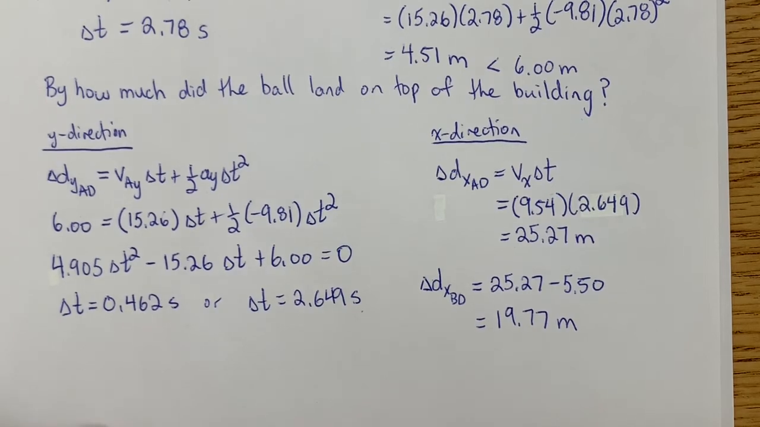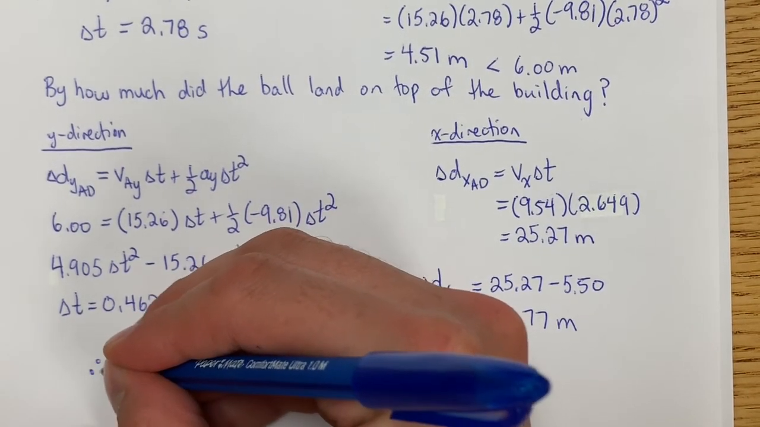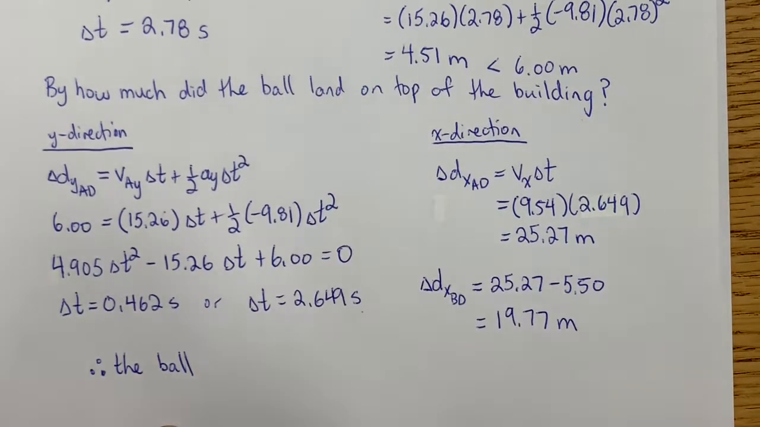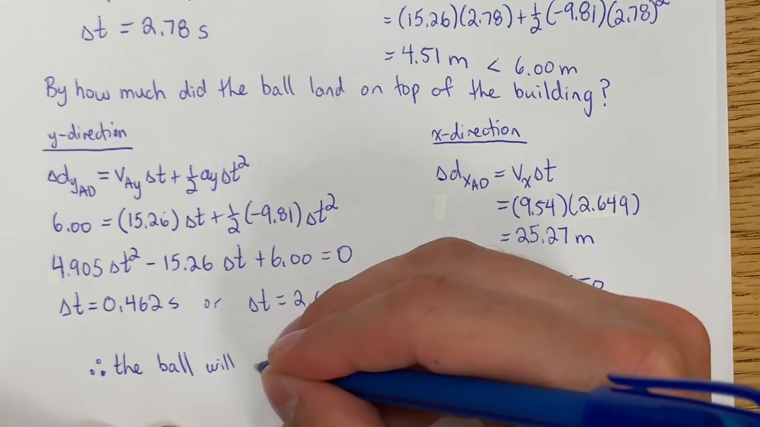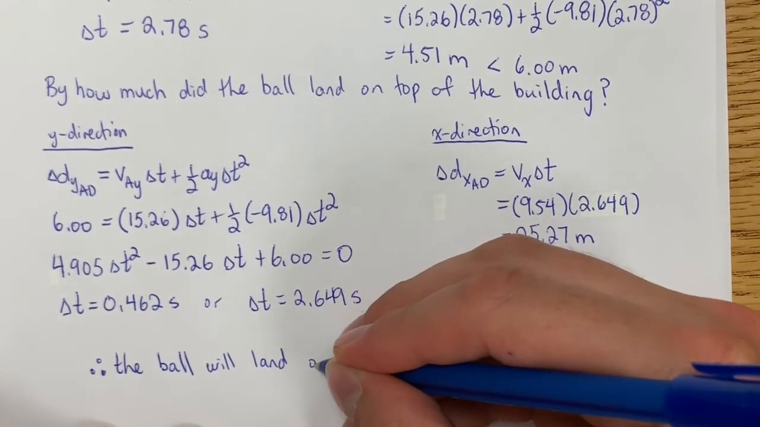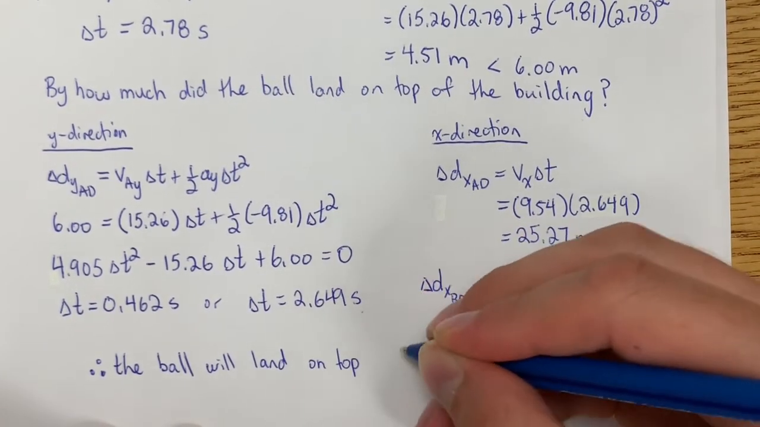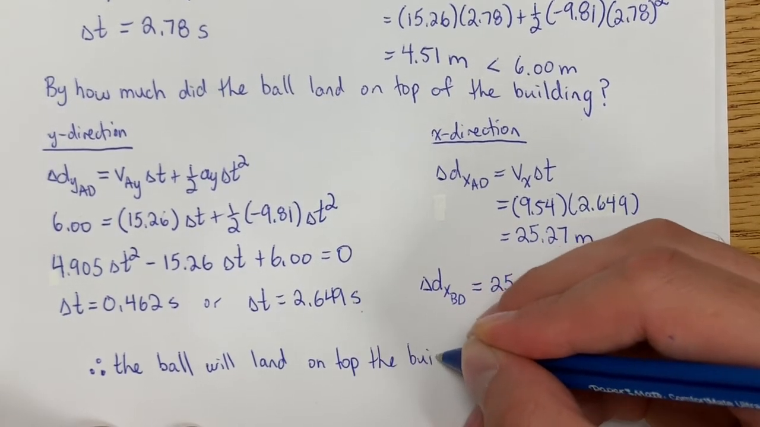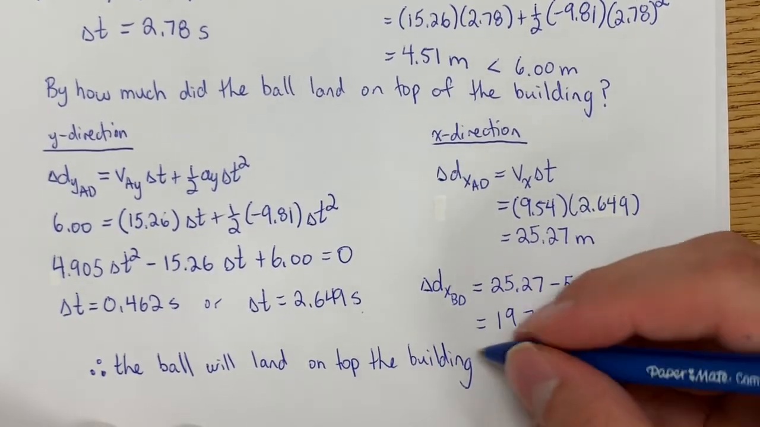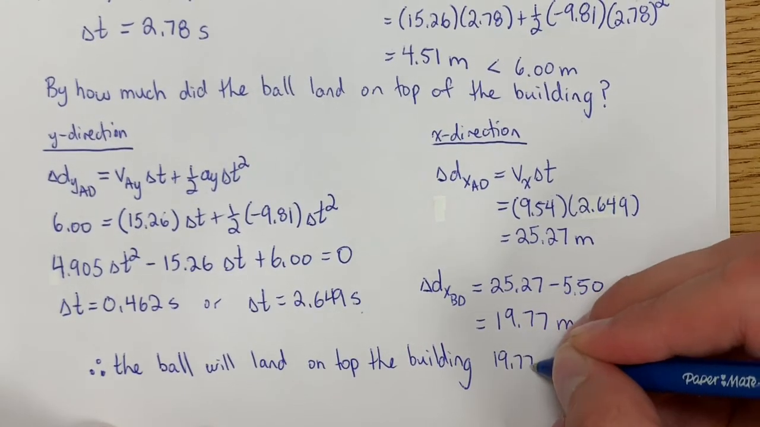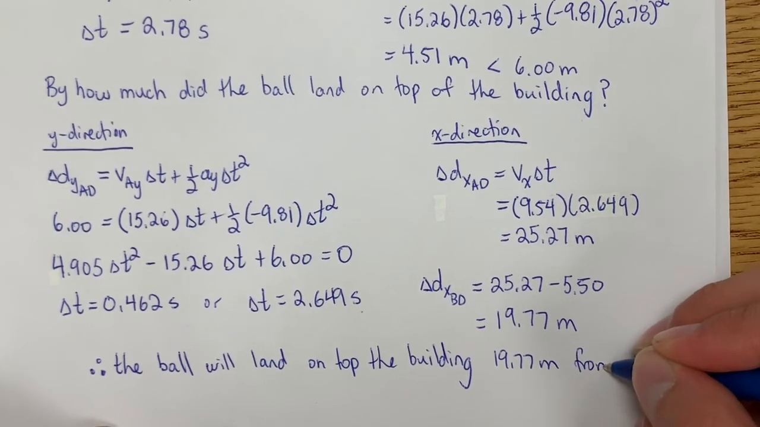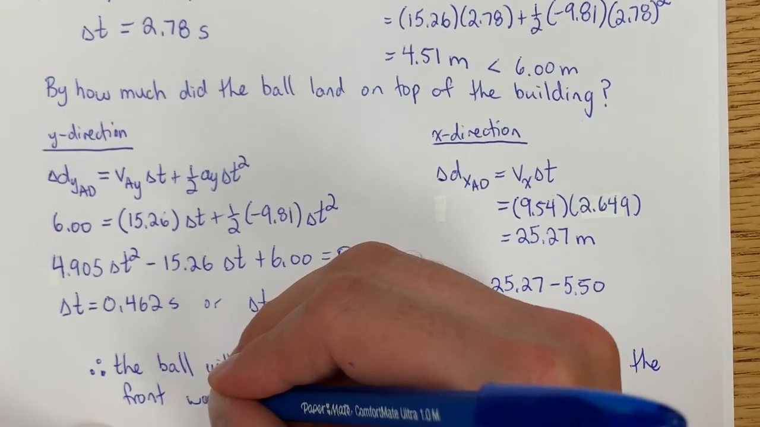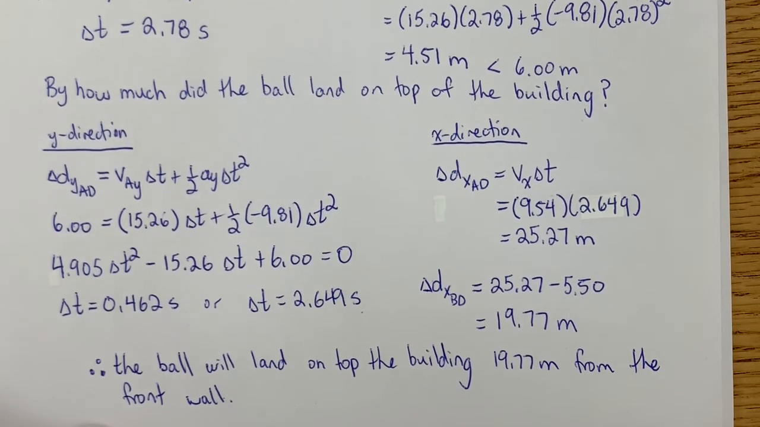Important now to make our conclusion. We find that therefore the ball will land on top of the wall, on top of the building, 19.77 meters from the front wall. Great, we got it, done.